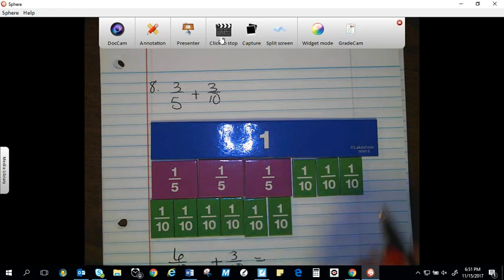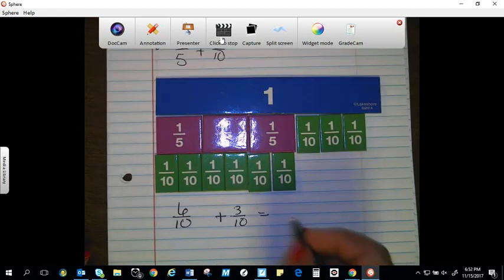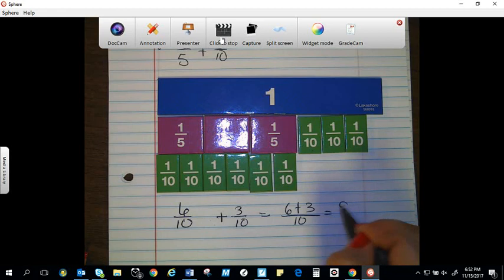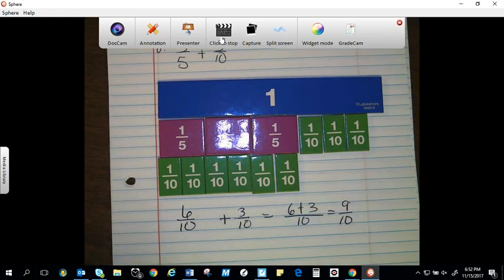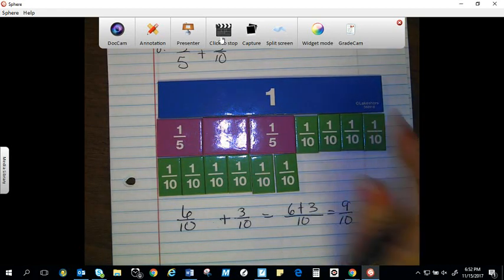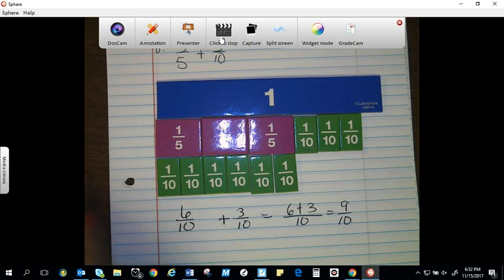How much more do we need to make that full whole? Absolutely right. We are shy 1/10 to a whole. 6 plus 3 equals 9 over 10. And can we prove that? Absolutely, because here's my 1/10. That's 10/10 would equal 1 whole, but our answer is 9/10.